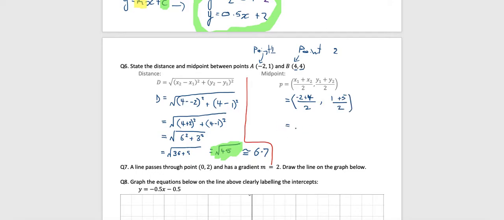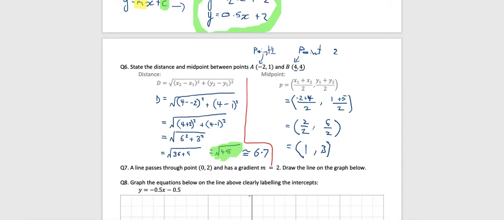Evaluating these expressions, we get 2 over 2. So -2 plus 4, or 4 minus 2, is 2. And then we're going to get 6 over 2. Evaluating again, we get point 1, 3. So do we think this is our midpoint?